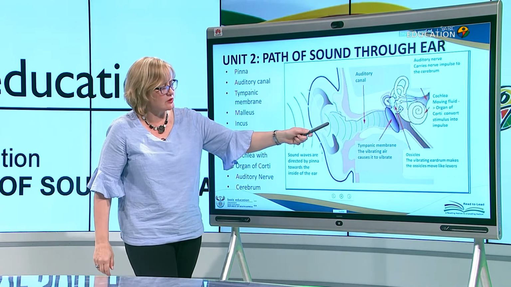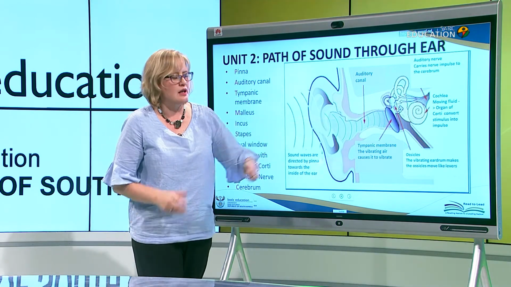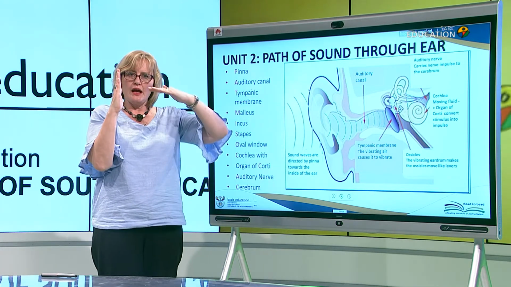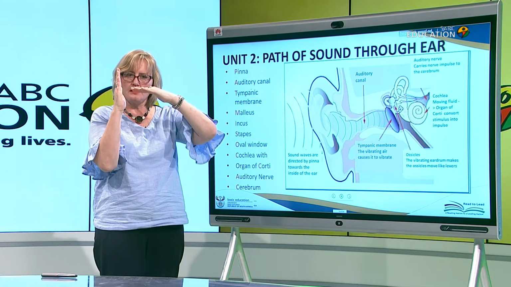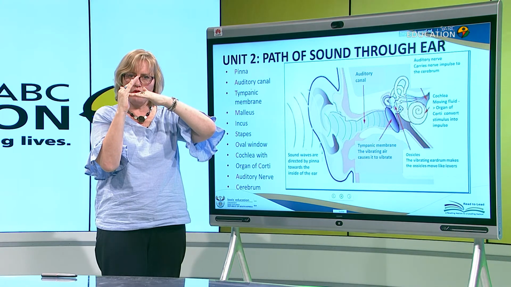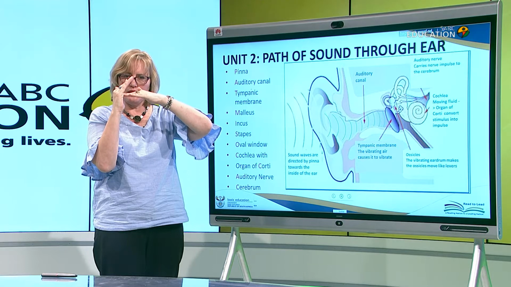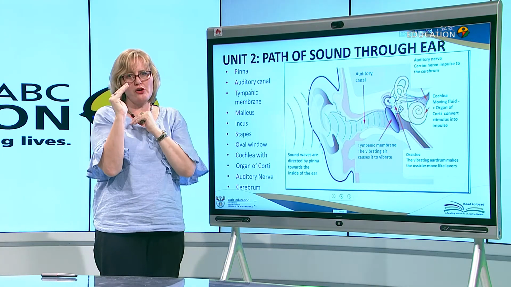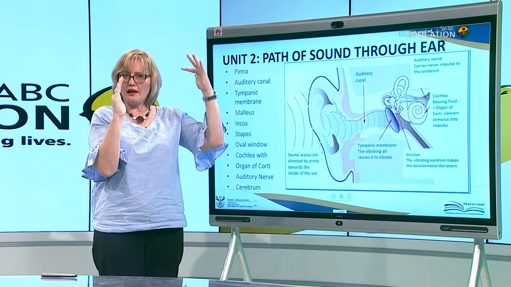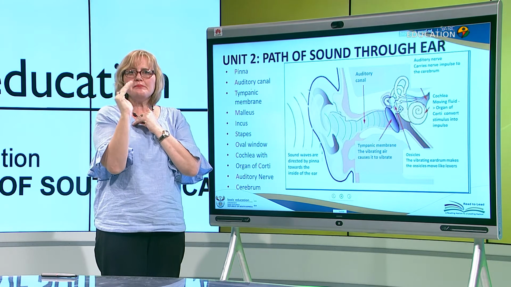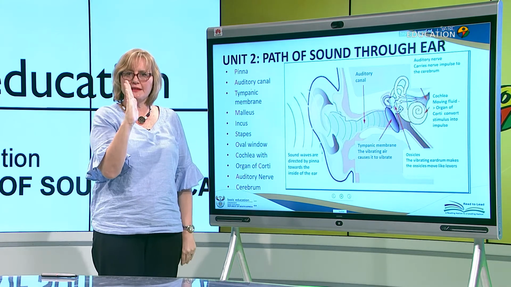You can see there's little waves going into the auditory canal. The moment it gets to the tympanic membrane, it knocks against this tympanic membrane. So when it touches the tympanic membrane, it moves, right? Moves in and out. So it depends on the frequency of sound how fast it will be moving, or how loud it is, how big the vibrations will be. But this tympanic membrane will then start vibrating.